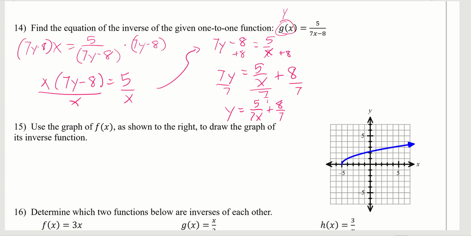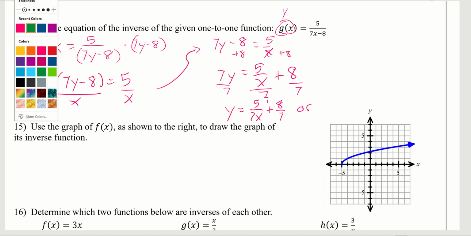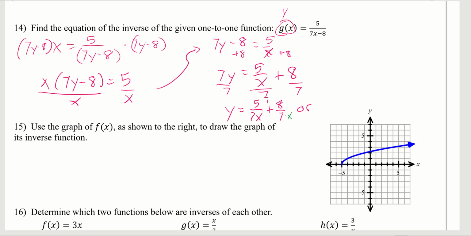This is totally fine, or if you want to get common denominators, we would want to multiply top and bottom by x here. And so I would end up with 5 plus 8x all over 7x. And so that one is fine, and this is fine. Cool. So that's how you find the inverse.